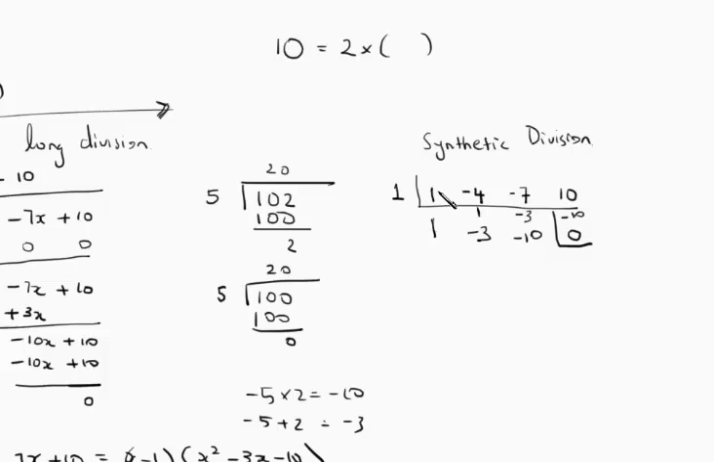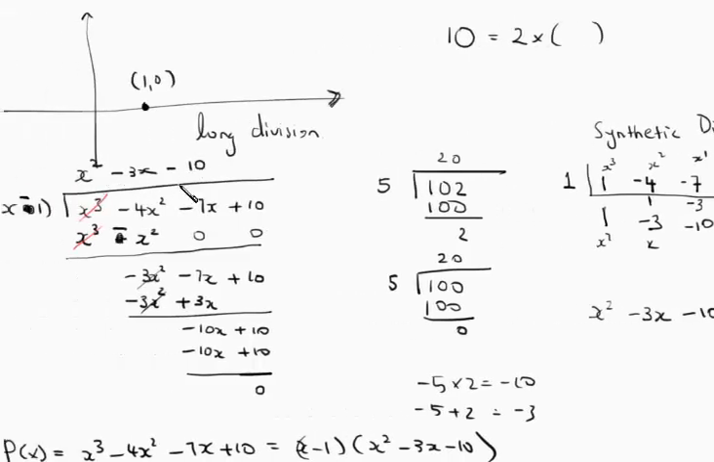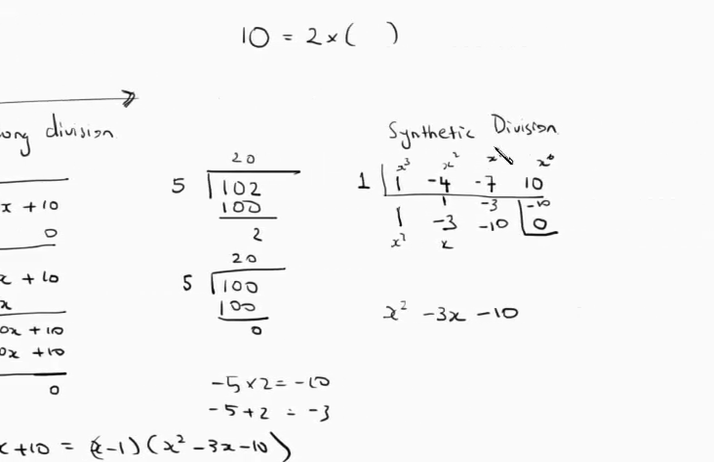And this, you know, this was x to the power of 3. This was x to the power of 2, x to the power of 1. This is x to the power of 0. Now this one is 1 degree less. This is x squared, x, and just the constant, right? So the answer is, you get x squared minus 3x minus 10, which is the quotient right here. So instead of this long division, you can do this synthetic division. This is a lot faster.